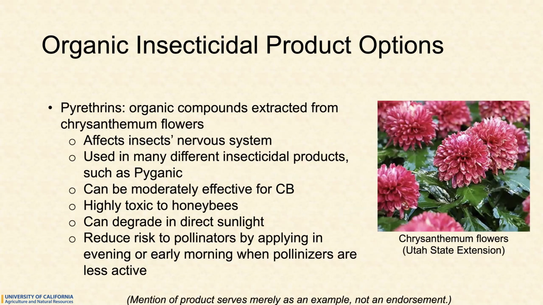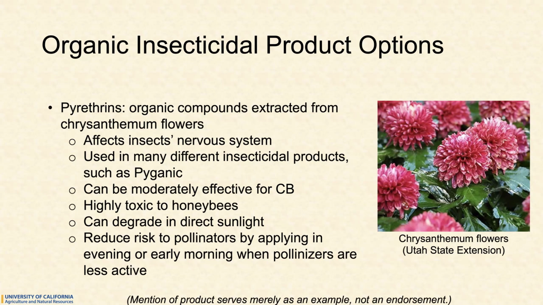Another organic option here is pyrethrins. So pyrethrins are organic compounds extracted from chrysanthemum flowers. These compounds affect insects' nervous systems. They're used in many different insecticidal products. I think one a lot of folks have maybe heard of or tried is called Pyganic, just as an example.